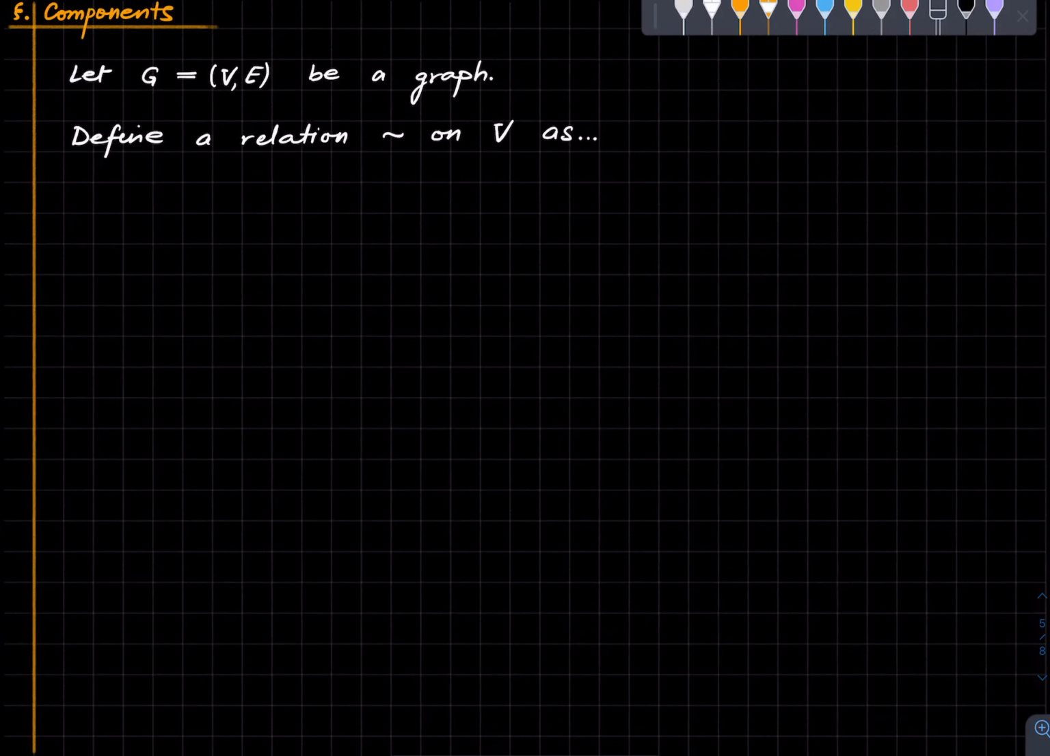Now for the notion of components. So again, fix a graph G. Then we will define a relation on the vertex set. And if you want to brush up on the notion of relations, you can look at my primers on relations, available in the same playlist as this one. The playlist named Kickstart, I mean. So we will define a relation tilde on V as follows.